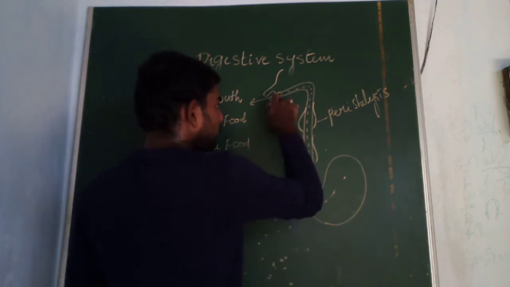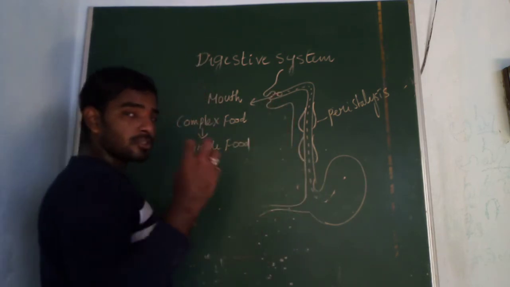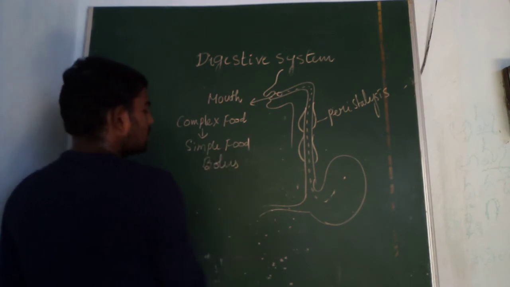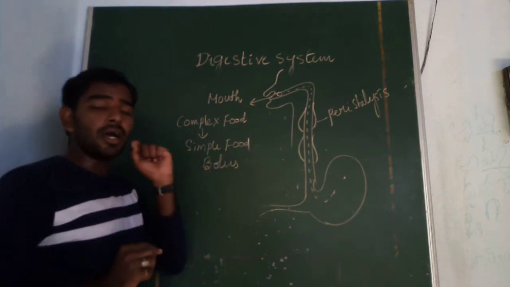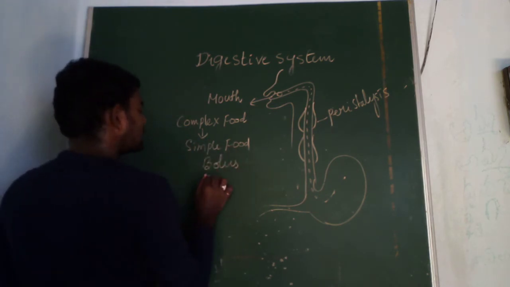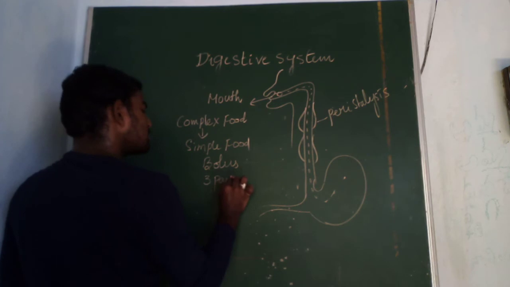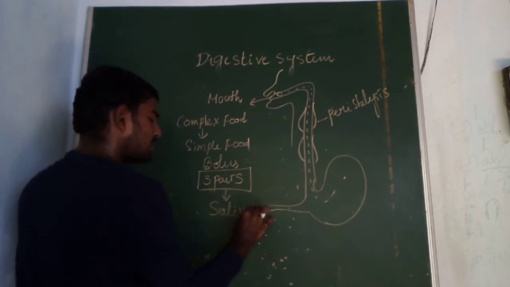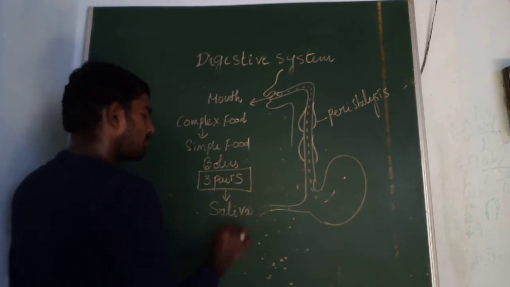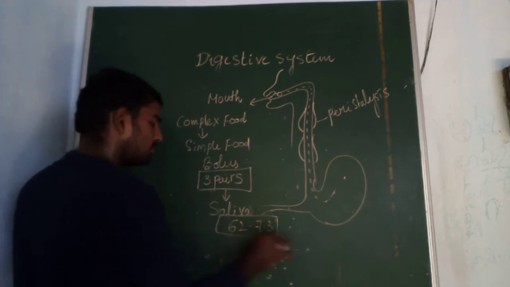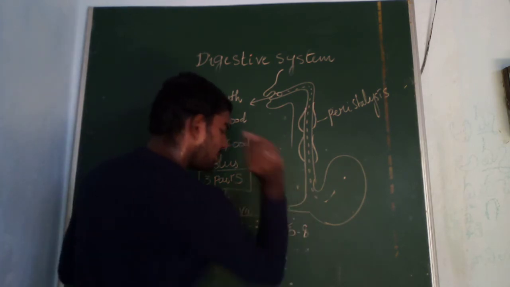Here there is a formation of a slippery mass of food, which we call bolus. Saliva also plays an important role. The saliva is released from the salivary glands. There are three pairs of salivary glands. They secrete saliva. The pH of the saliva is 6.2 to 7.3, approximately 6.8.